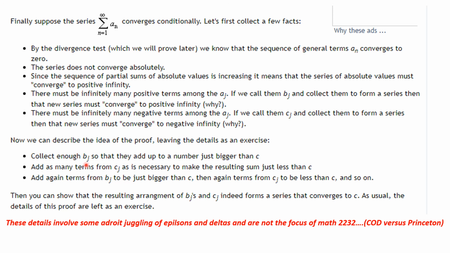Okay, so the details are not here, but the general idea is: collect enough of the b_j's such that they add up to a number that's just bigger than C. And then add as many terms from c_j as necessary to make the resulting sum just less than C. So again, add b terms to get just bigger than C, and then add terms c_j to get just less than C, and so on. We'll bounce back and forth, and eventually we will get the sum is C. Then you can show the resulting arrangement of b's and c's forms a sequence that converges to C.